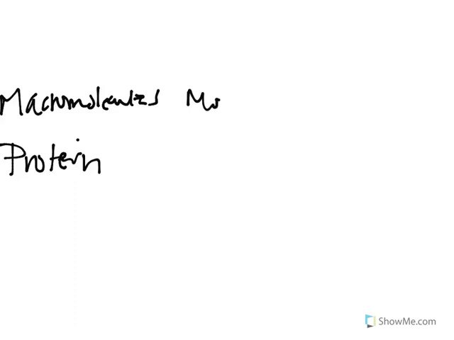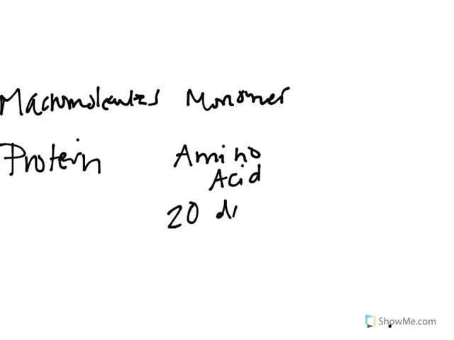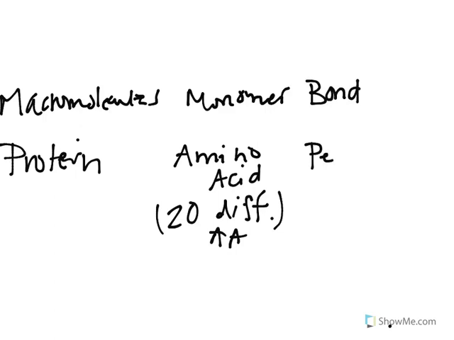The last of the macromolecules was protein. Okay, so protein is built from a monomer called an amino acid. So the amino acid is the building block, and we mentioned that there are 20 different amino acids that build proteins. These amino acids are tied together through a specific type of bond called a peptide bond.